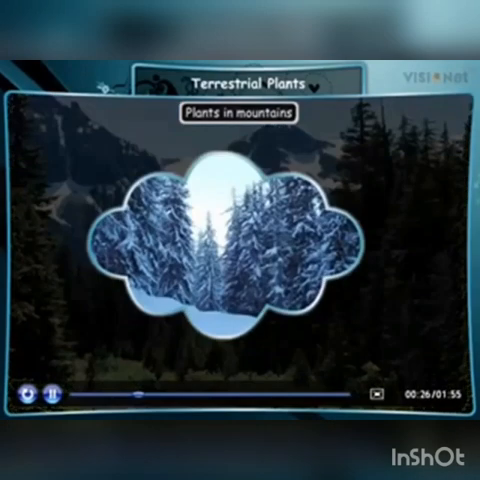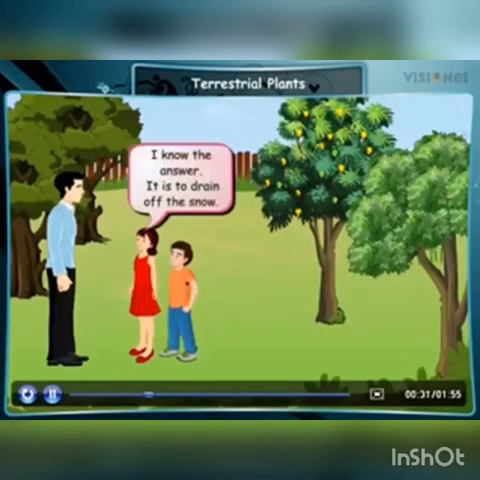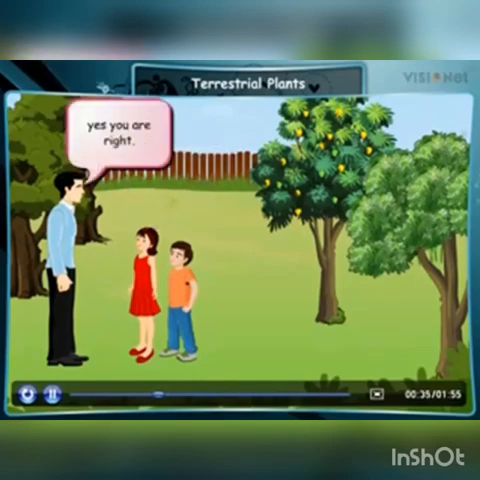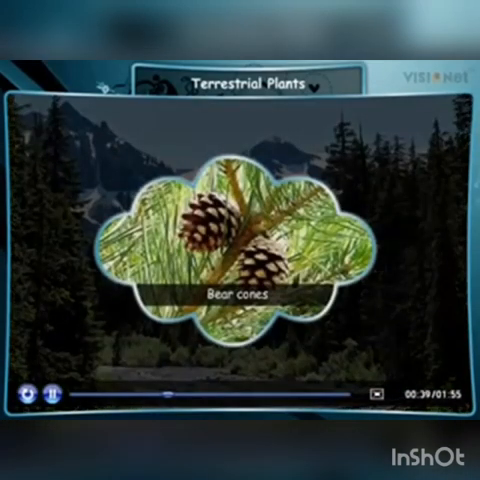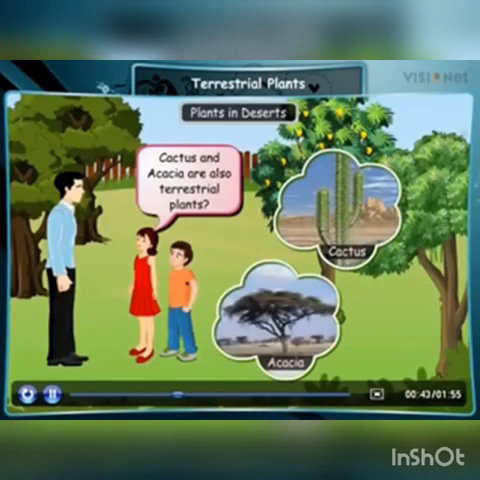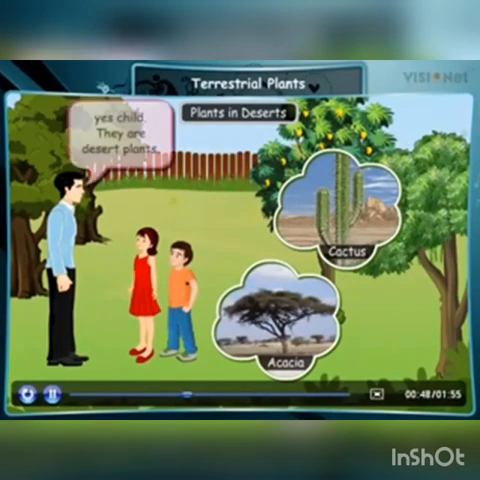They have needle-shaped leaves. Can you guess why? I know the answer. It is to drain out the snow. Yes, you are right. They bear cones instead of flowers and are called conifers. Cactus and acacia are also terrestrial plants. Yes, child, they are desert plants.